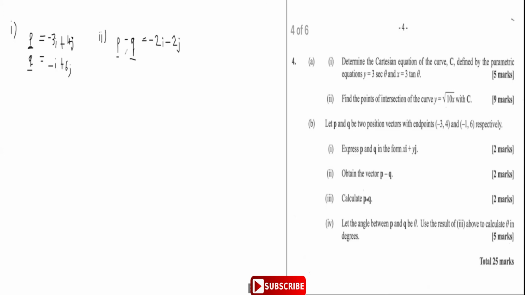Again, you don't have to put it in the calculator. You don't have to do it like that.